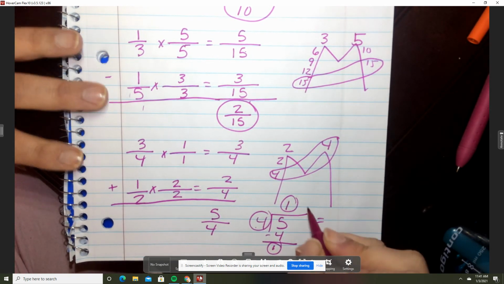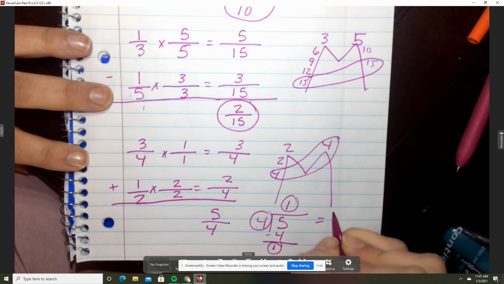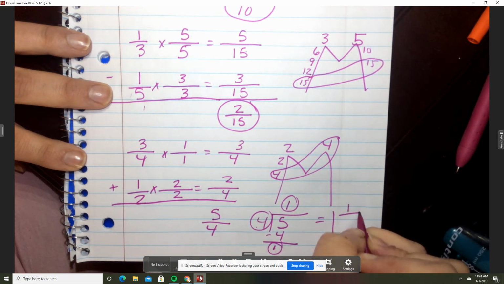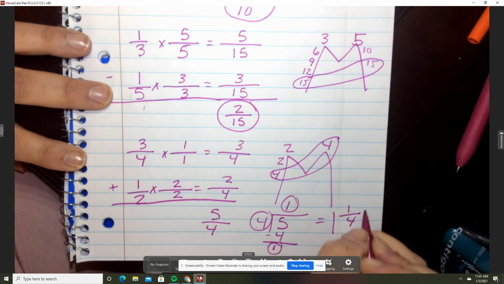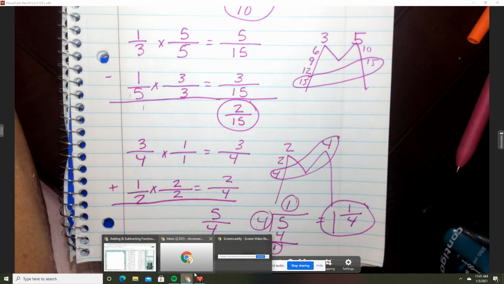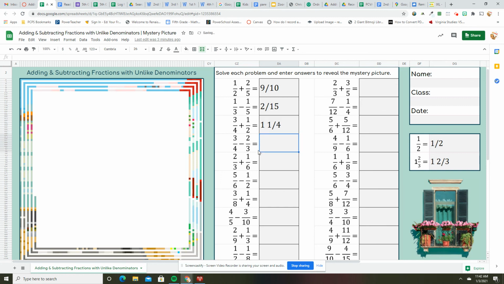The answer to the division problem is the whole number, so it's going to be 1. The leftover number is going to be the numerator, and the denominator is always going to stay the same when you convert. So our answer here is 1 and 1/4. It tells us to write the whole number, space, and then 1/4. And we got that correct.